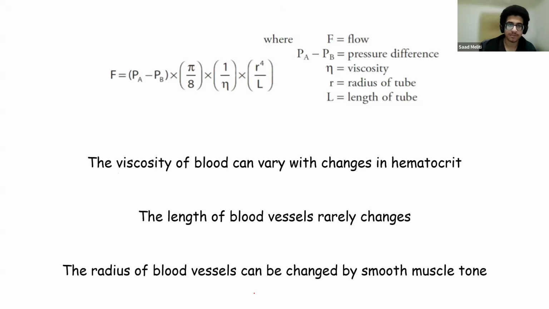The radius of the blood vessel can be changed by smooth muscle tone. Remember the arterioles from earlier, vasoconstriction and vasodilation? In anemia, we have decreased hematocrit. We have increased flow because there are fewer red blood cells, so the viscosity decreases and the flow is going to increase. That's what happens in anemia.